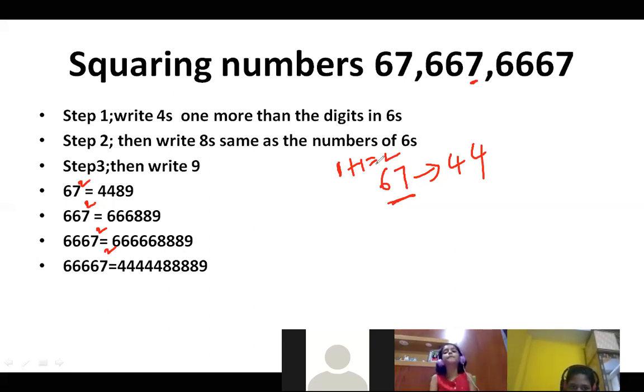Okay, now. First step we completed. We have written 4s. Step 2, write 8s same as the number of sixes. Here how many 6 are there? Only one 6 is there. So you should write only one 8. Okay, that's it. Then what is the next step? Then add 9. Just write 9. That's it. Very easy.